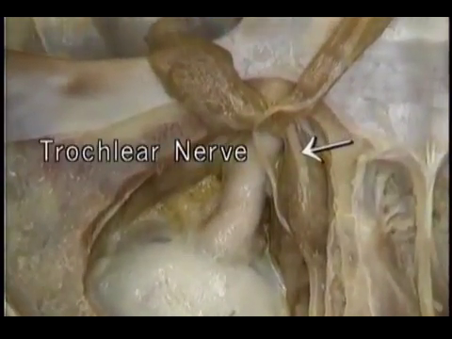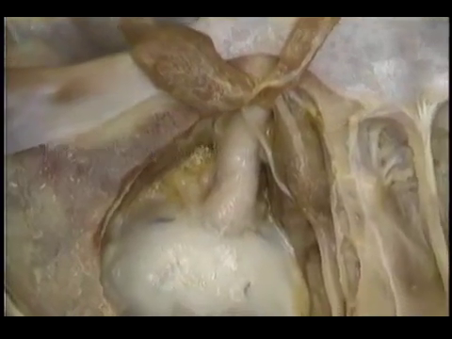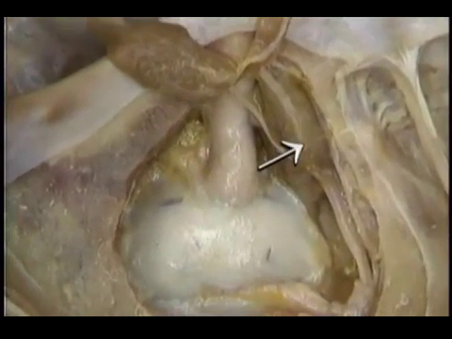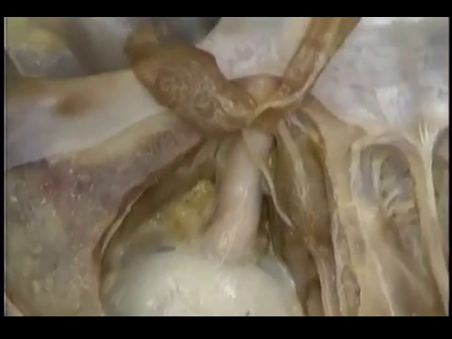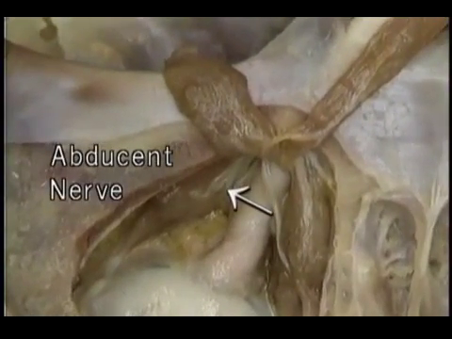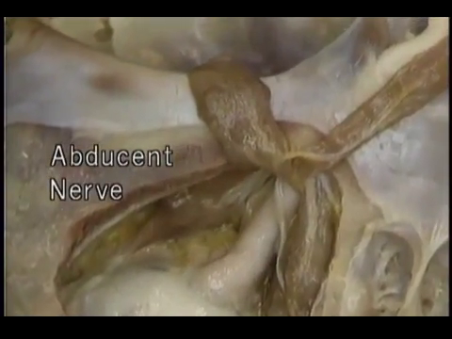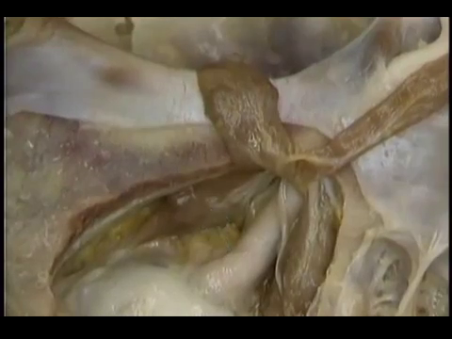Here's the trochlear nerve, the fourth cranial nerve. It supplies just the superior oblique muscle. Here's the abducent nerve, the sixth, supplying its one muscle, the lateral rectus, which abducts the eye.